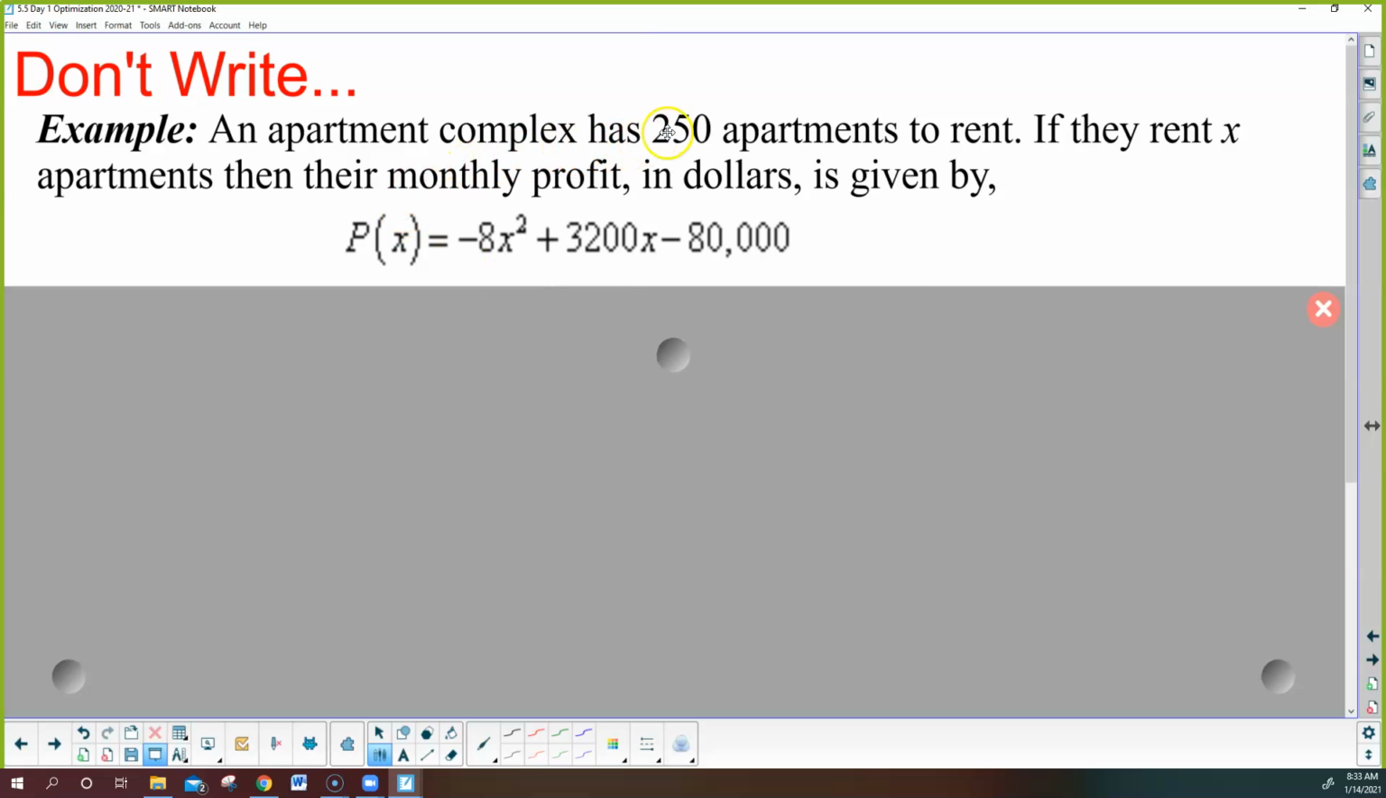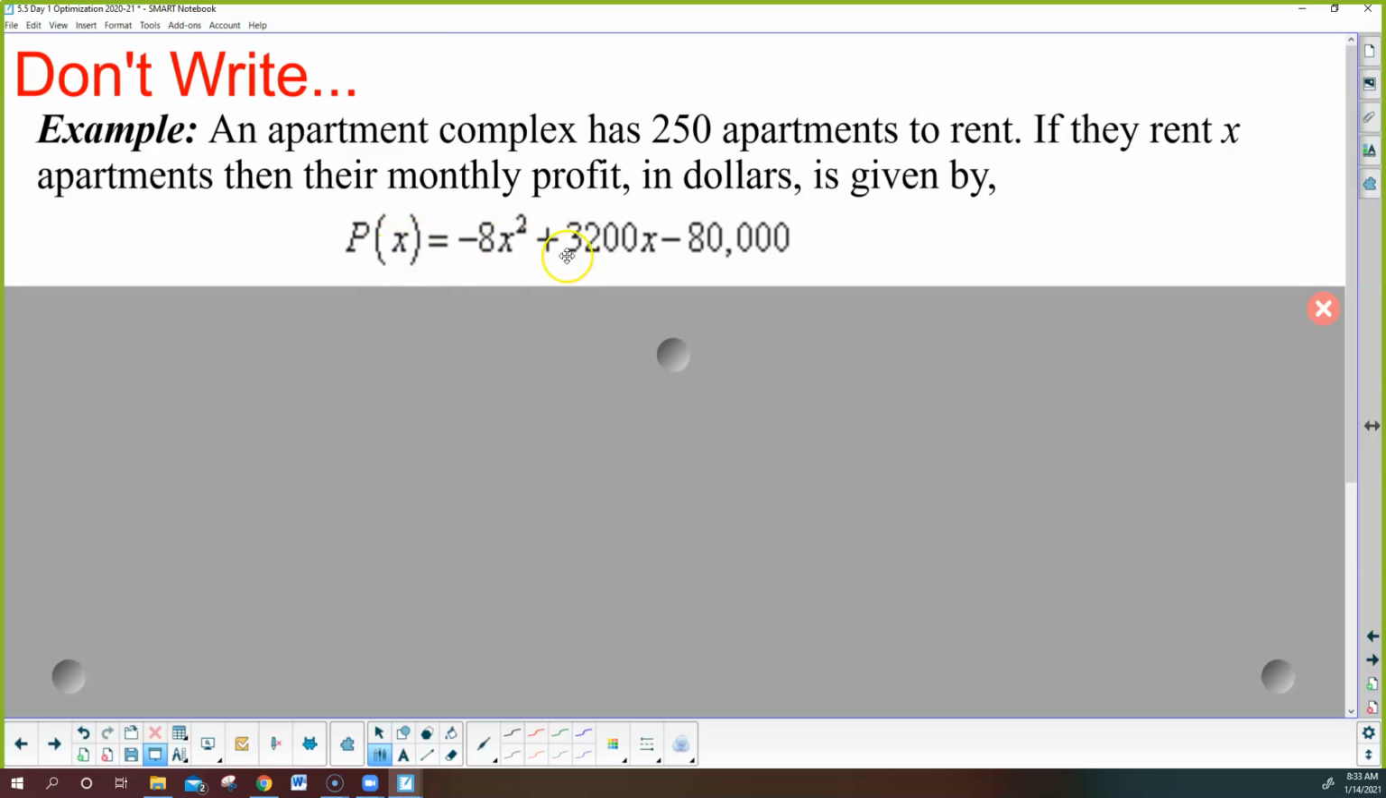An apartment complex has 250 apartments to rent. If they rent X number of apartments, their monthly profit in dollars can be given by this function. Well, let's say you own this company. Right now, if you own this company, think to yourself, you don't have to chime in, how many apartments do you think you would have to rent out of the 250 apartments to maximize your profit? Okay. My guess is a lot of you said, well, if I have 250 apartments, I want to rent all of them, and that will maximize my profit.